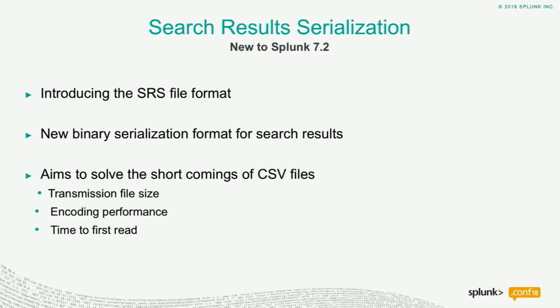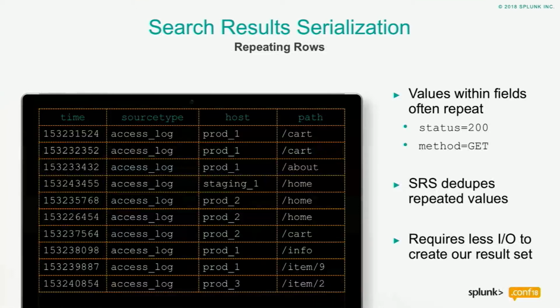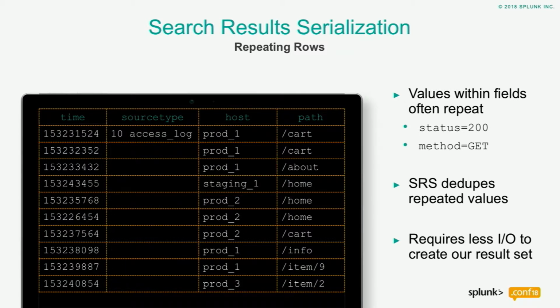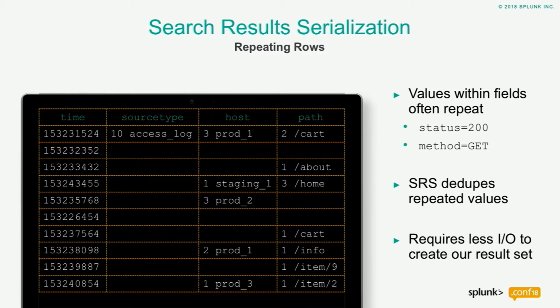All right, let's take a look at how we achieve this. In typical data sets, we often see values that repeat across many rows. Think of things like status equals 200 or method equals get. They're all over the place. With SRS, we're now able to declare rows that repeat across multiple columns. Using this data set here, if we look at the source type column, we see that it repeats 10 times as access log. With SRS, we can now simply represent this as 10 access log. We can also do the same for the other columns. This obviously has 2 benefits. One, our compression algorithm has to do much less work. And second, and most importantly, this requires way less I/O in order to create your data set.